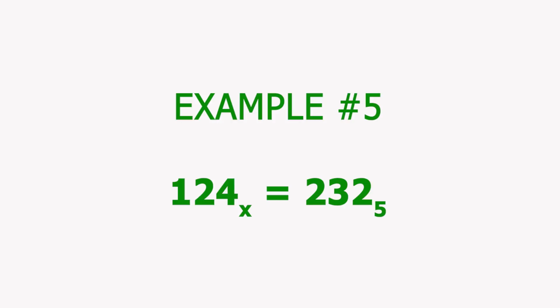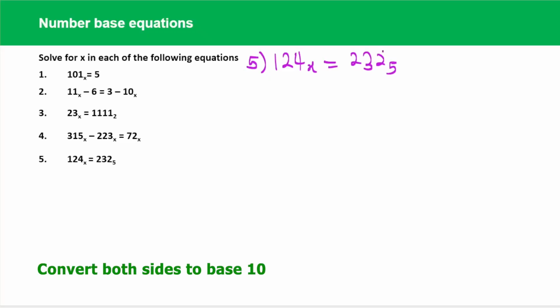Lastly, example 5. We have 124 base x equals 232 base 5. Again, convert both sides of the equation into base 10. The positions are 0, 1, 2. The next step is to multiply each digit by the base raised to the power assigned to the digit. So 1 times x to the power of 2.